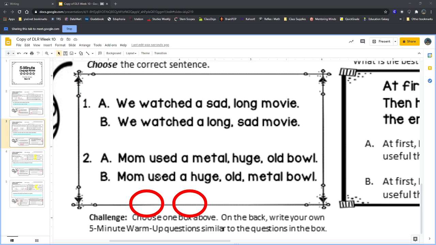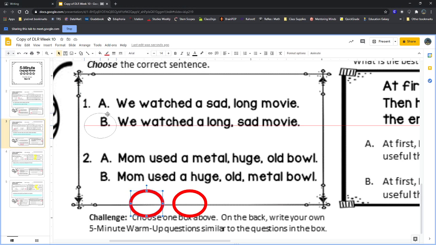Okay, answer choice A. We watched a sad, long movie. In this case, it would actually be B. We watched a long, sad movie. You talk about the length of it first or the size of it first before you talk about the emotion.